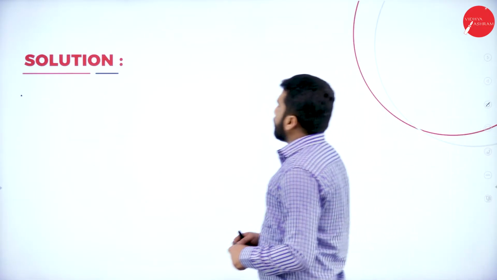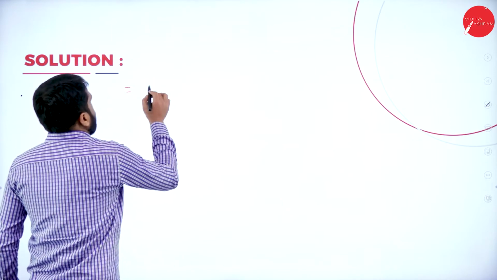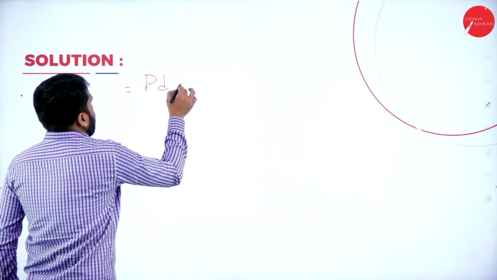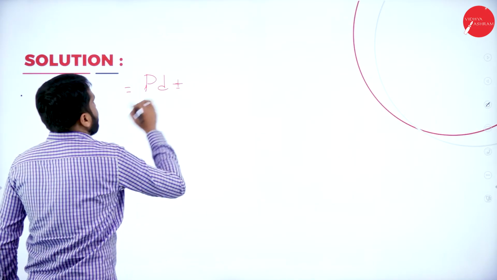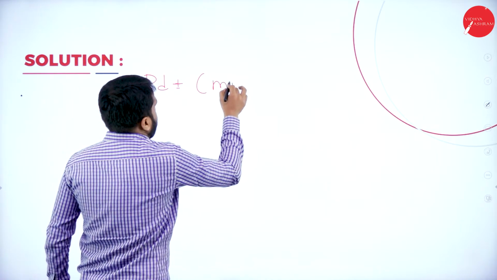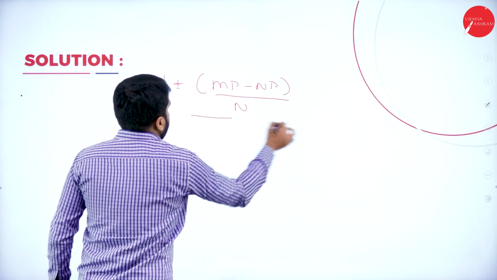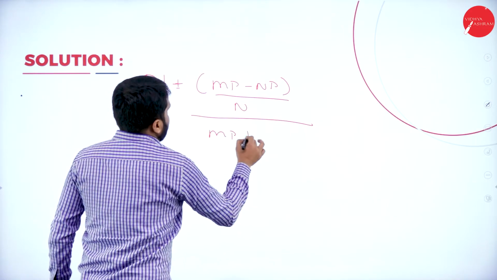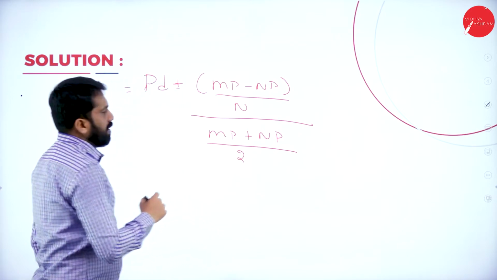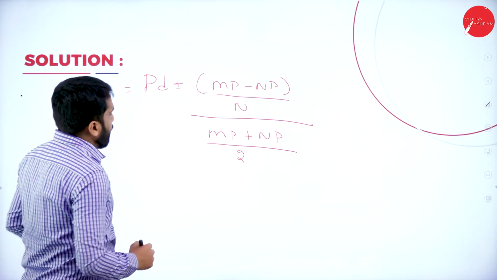So I'll go for the next one, the last one. In this, the same formula, I'll not repeat the formula. We'll write down the formula. PD is equal to R plus, so what is the formula here? MP minus NP whole divided by number of years, and MP plus NP divided by 2. Now, so in this, what happens?